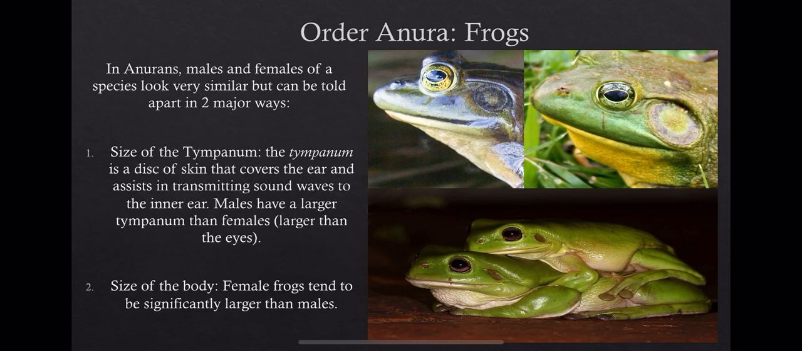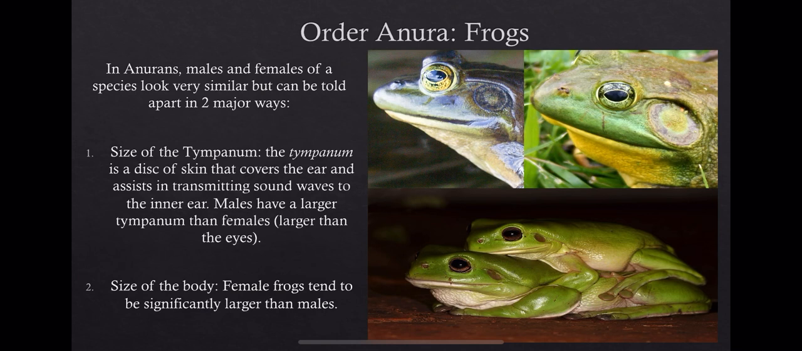They don't 100% know the reason for this, but they do think it has something to do with the vocalizations and being in need of hearing yourself making certain sounds so that you can attract a mate, and potentially that could be why male frogs would need such a large tympanic membrane. Also, body size. Females tend to be significantly larger than your male frogs.